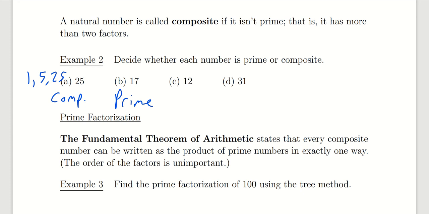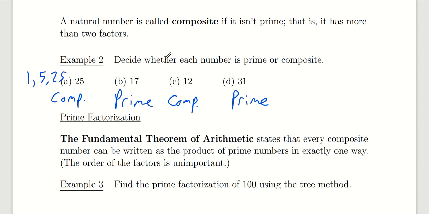12, we've seen from an earlier work, we know that 12 is going to be composite. It has a lot of factors, more than just 2, namely 1, 2, 3, 4, 6, 12, for example. And now we get to 31. 31 is going to be a prime number as well. The only factors of 31 are 1 and itself. So 2 very important definitions, the definition of prime and composite.